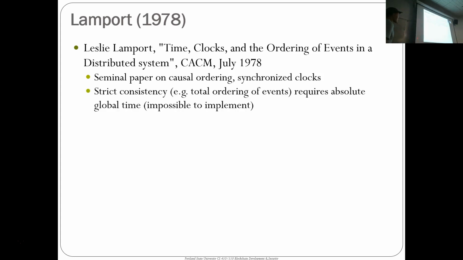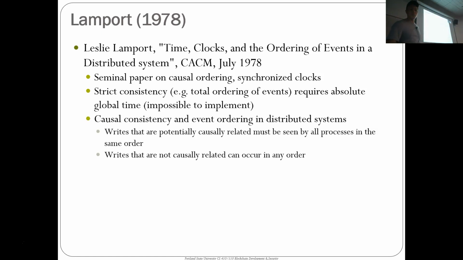The first thing that Leslie Lamport does is he proves that strict consistency, a total ordering of events, requires absolute global time, like completely synchronized clocks, in order to do this, and that's impossible. We can't synchronize clocks to a global time state. I don't know much about quantum physics, but I'm guessing that that still hasn't happened. But that's basically why this is considered impossible.